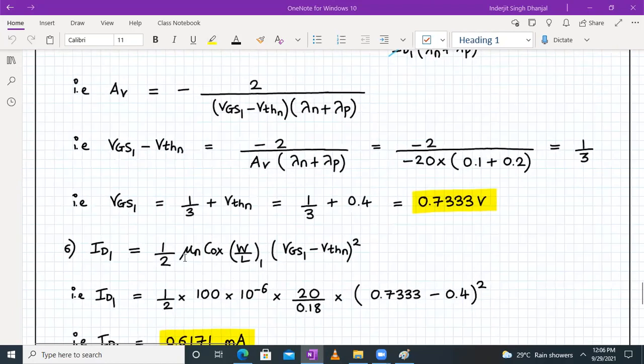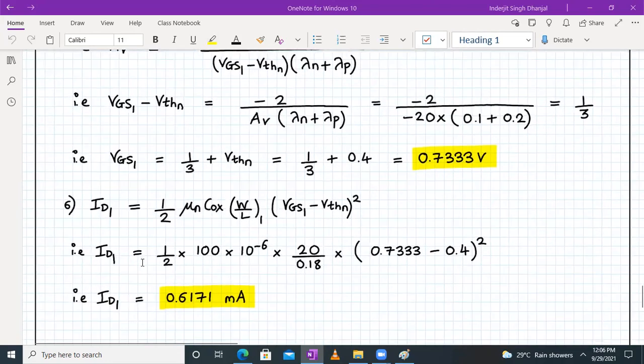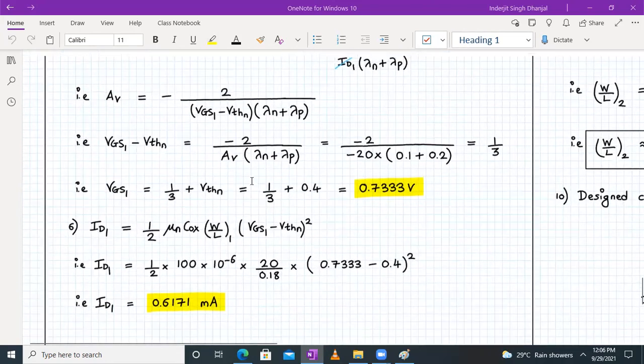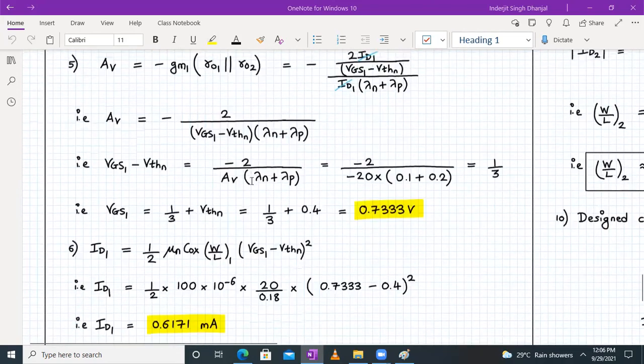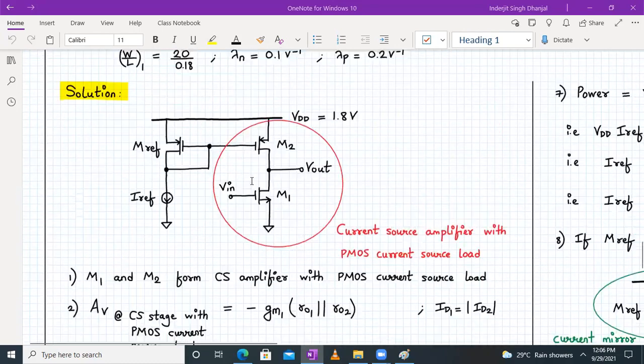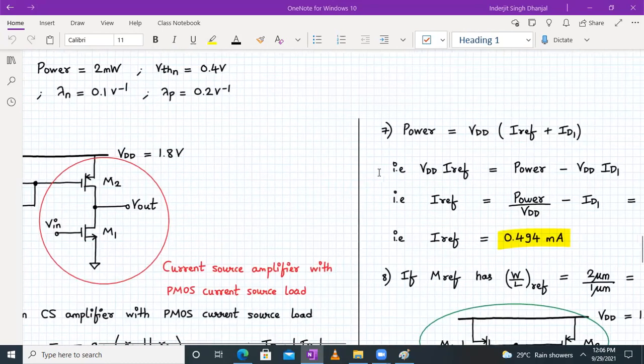Okay, so we have just now found the value of ID1. Next, these are the first 6 steps. First 6 steps we have completed. Now let's move on to the next step. So far we got the value of VGS1 and ID1. So let's proceed forward a bit carefully.